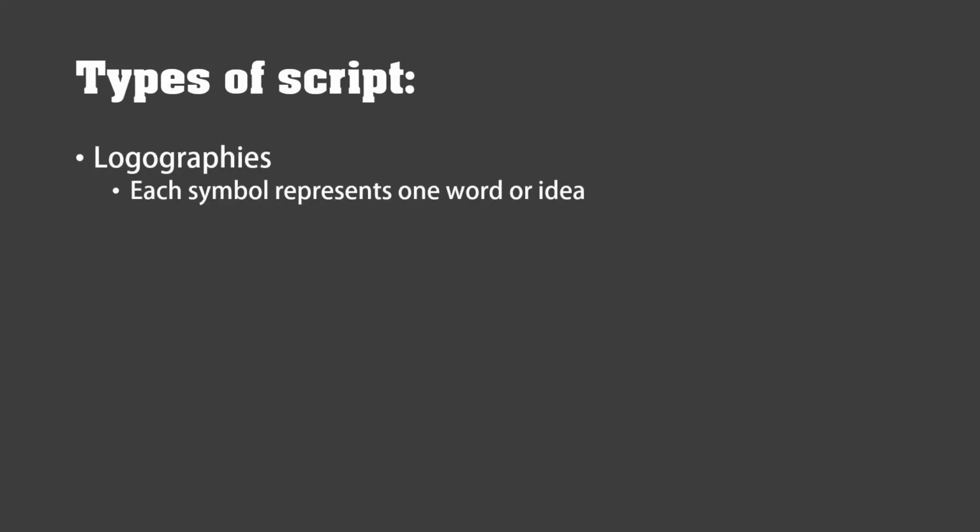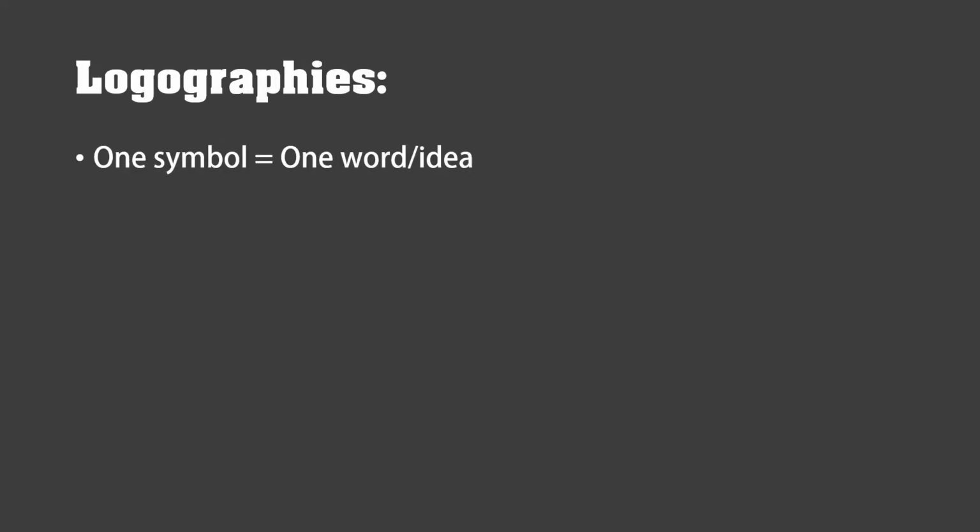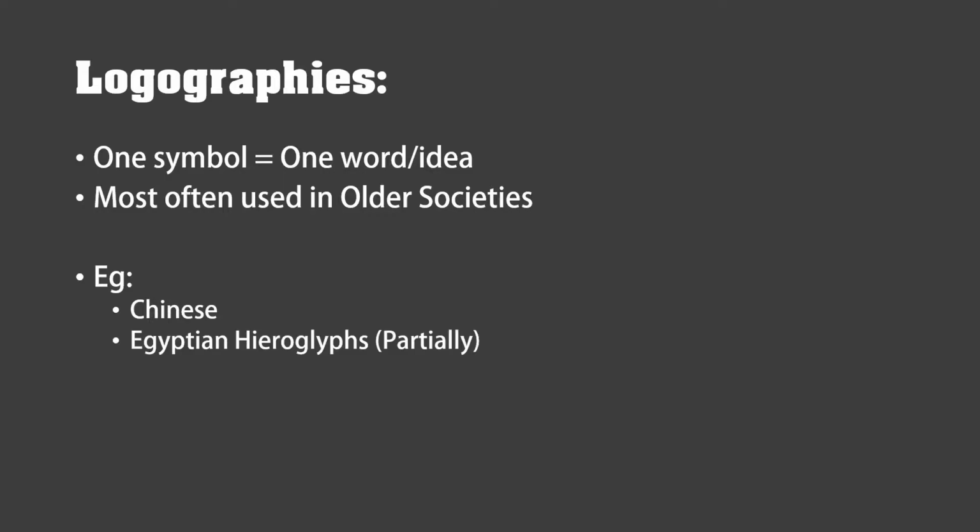So, as I said last time, we will be making scripts this episode, or I will present to you roughly how to make them. So let's go for the first type, and that's logography. As a recap, one symbol is one word or idea, and it was most often used in older societies like China or Egypt. Obviously, they've got their hieroglyphics and symbols as examples you will see here. This is partially for hieroglyphics because they were also used as abjads.